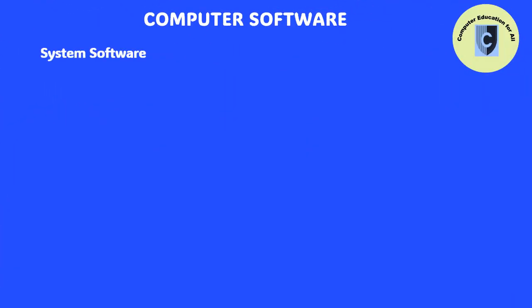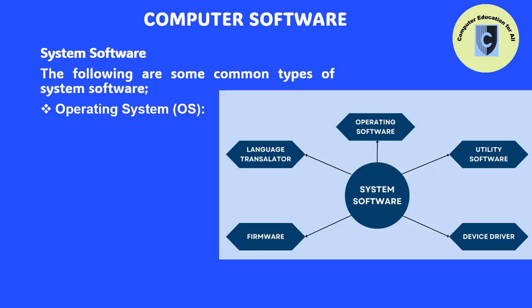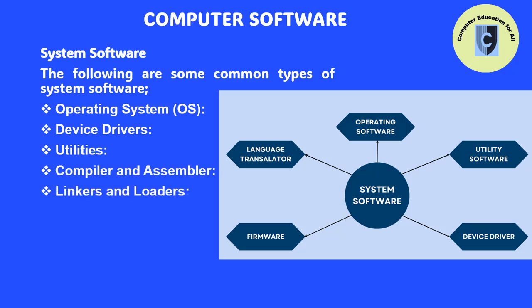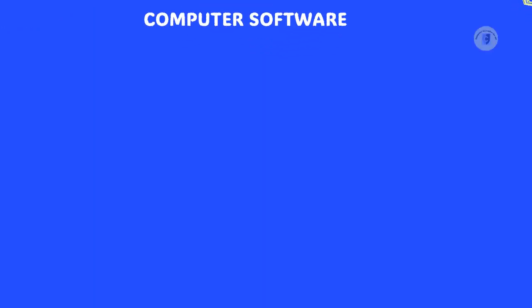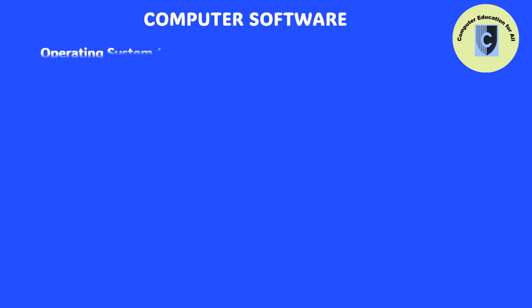The following are some common types of system software: operating system OS, device drivers, utilities, compiler and assembler, linkers and loaders, firmware. Operating system OS.